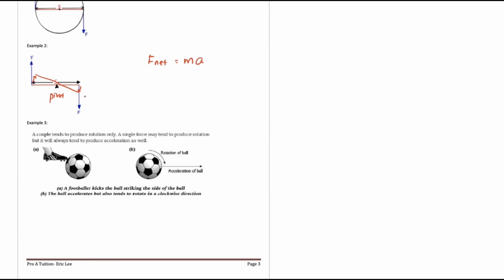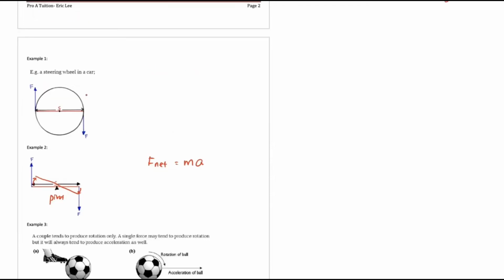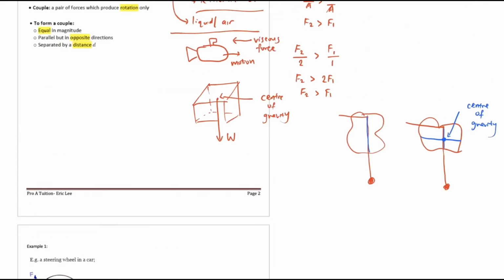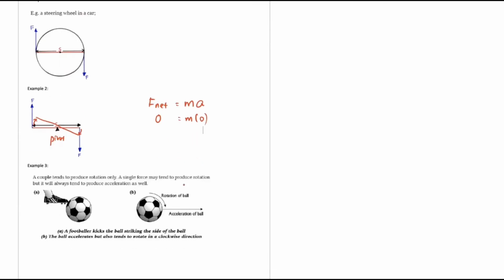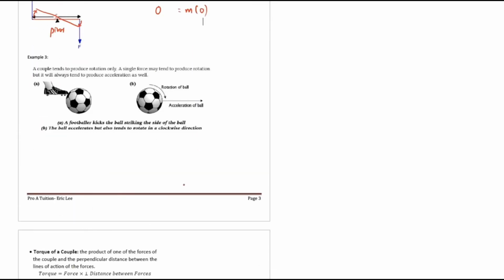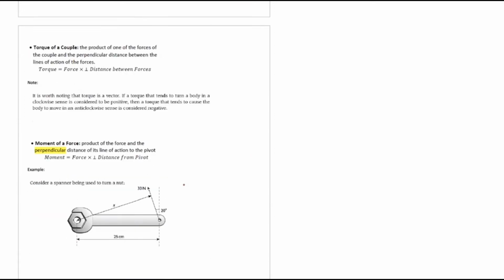Net force equal to ma. This force is acting up, this force is acting down. They are opposite direction but same magnitude. That is the condition to be a couple. Equal magnitude, opposite direction, cancel off. So the net force equal to 0, and then acceleration must be 0. So because of that, no acceleration, rotation only. Okay, then we look at the next page.